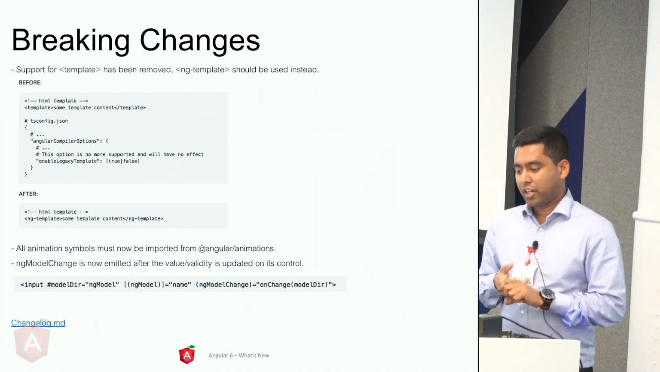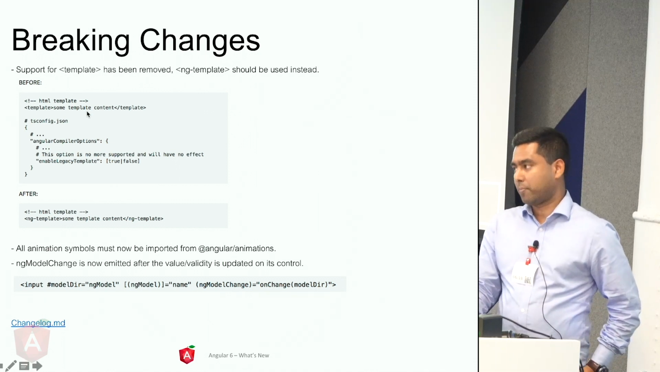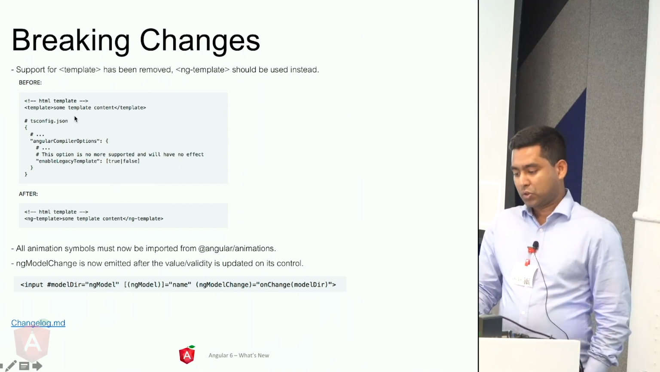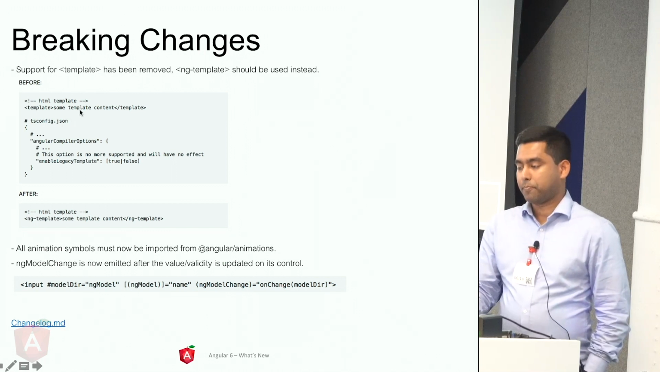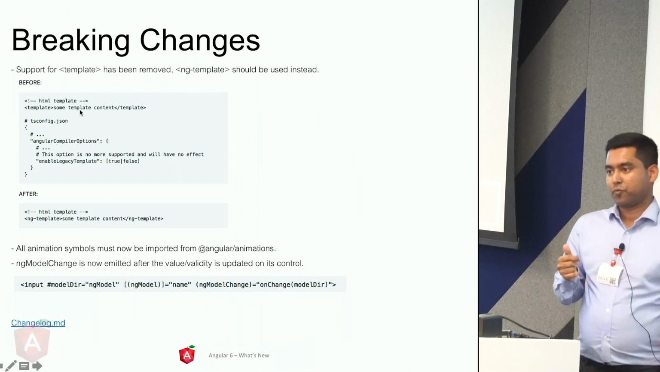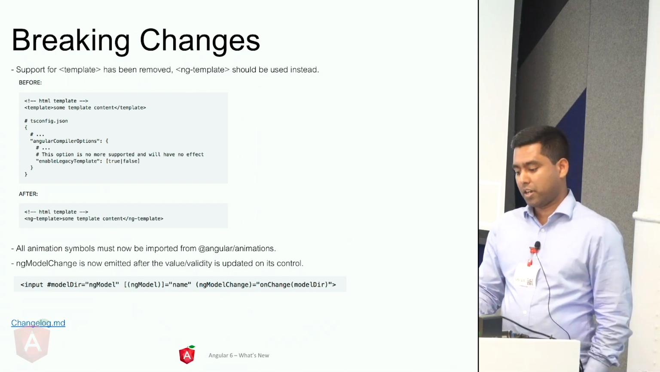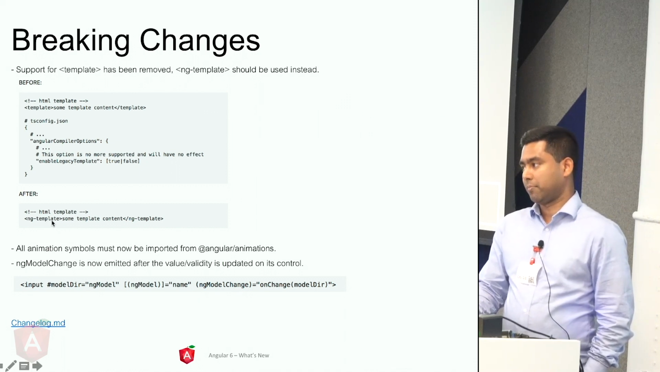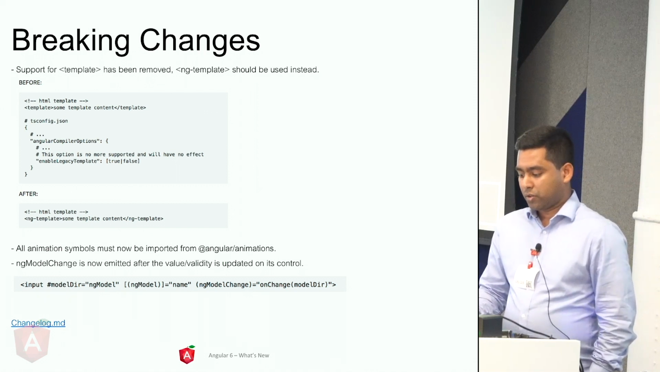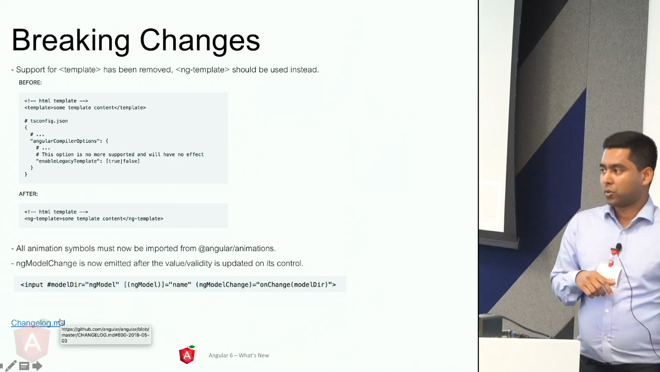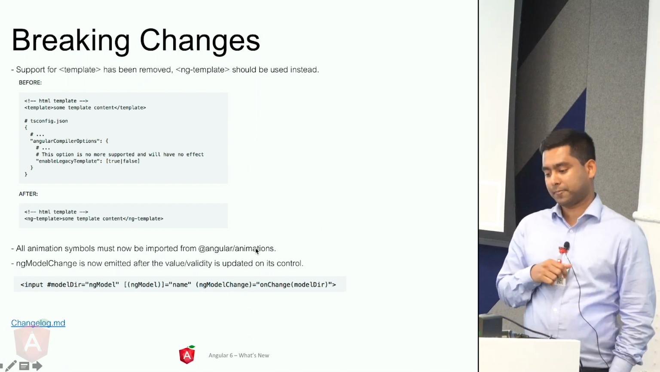The first breaking change that I found is that now only template is supported in web components, no more ng-template. If you have code where you were writing ng-template, it was deprecated in Angular 5 from Angular 4, but in 6 they completely took it out. So from now on, if you have a template, you have to use the template tag. They also removed all animation from core, so now you have to import all the animations from @angular/animations.